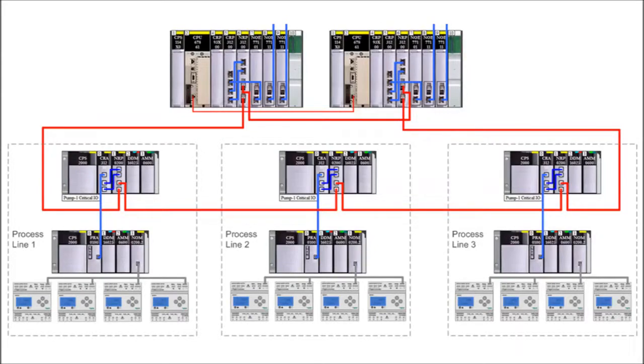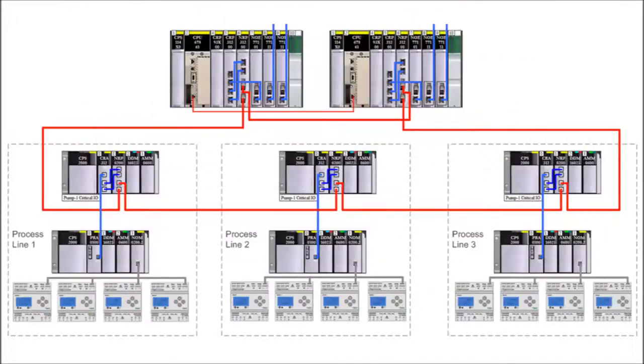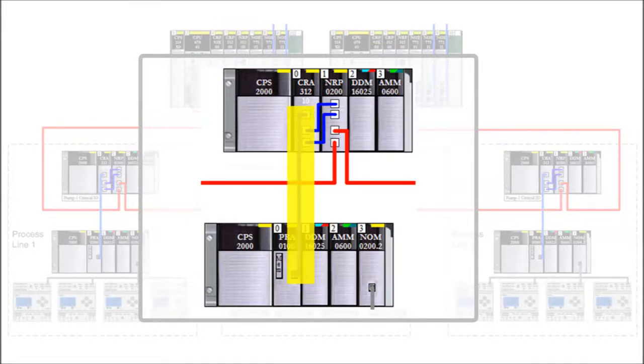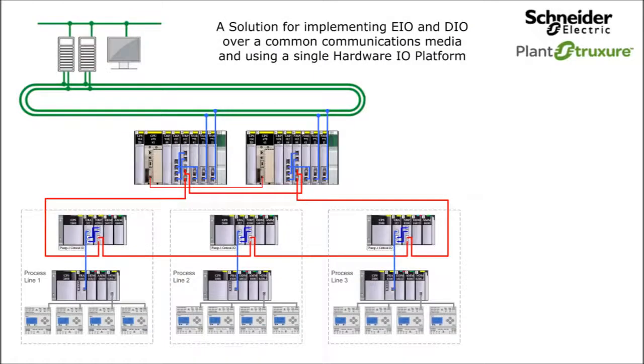A key hardware feature implemented in this architecture is the use of the interlink port on the CRP312 EIO scanner. Connection of the Quantum NOE 77101 module to the interlink port allows the I/O scanner of the NOE to execute data exchange with the DIO drops over the shared Ethernet network. Another key hardware feature implemented is the connection of the DIO drops to the service ports of the EIO drop BMX CRA.